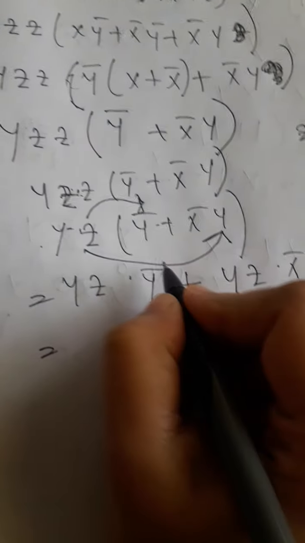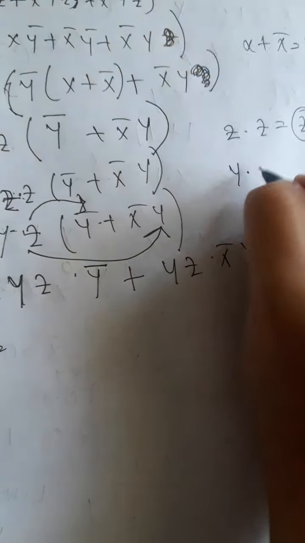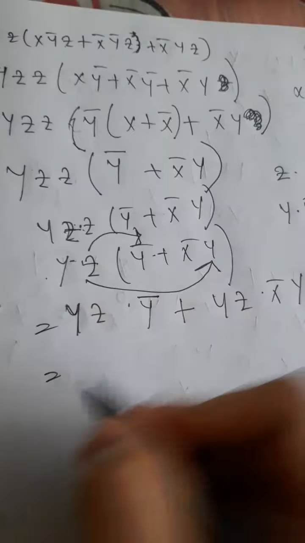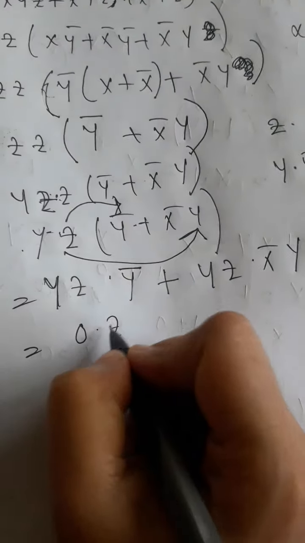Now here it is y bar and here it is y. What we have learned is that y into y bar is always 0. So 0 into z will also be 0. So this part's value will automatically be 0.